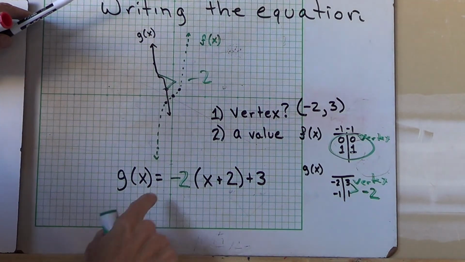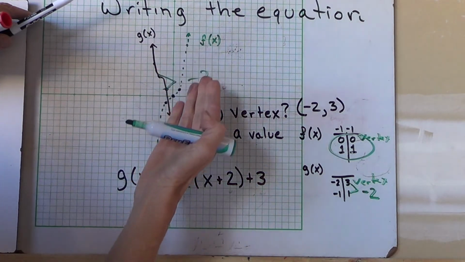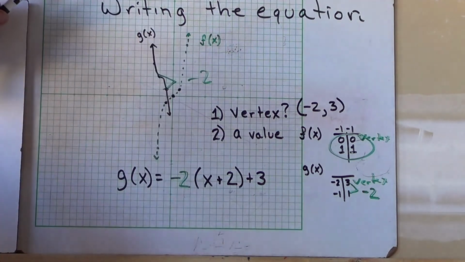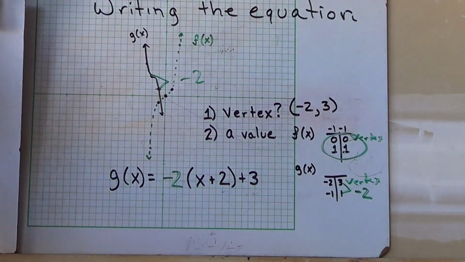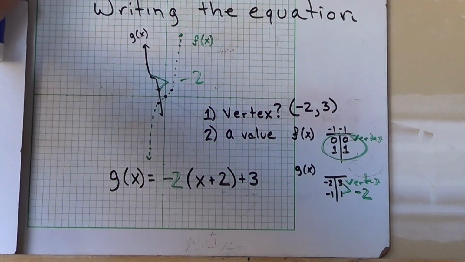Now, I might check, does it look like a negative graph? Oh yeah, it is going up to the left and down on the right. Whew, I did it. That's the hardest one out of the whole unit. At least this unit. Have a good one.